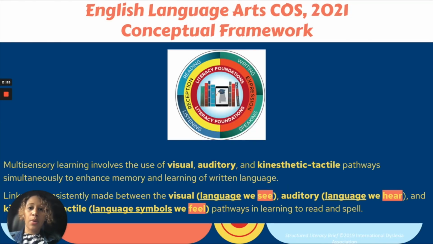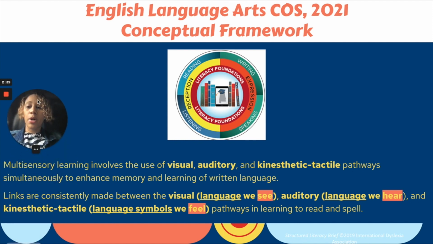Okay, so now we're going to continue on with the conceptual framework, and we're going to look at this quote. Multisensory learning involves the use of visual, auditory, and kinesthetic tactile pathways simultaneously to enhance memory and learning of written language. Links are consistently made between the visual, which is the language we see, auditory, which is the language we hear, and kinesthetic tactile, which are the language symbols that we feel in those pathways in learning to read and spell.